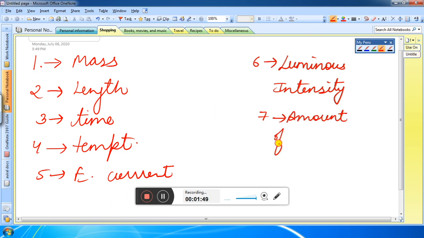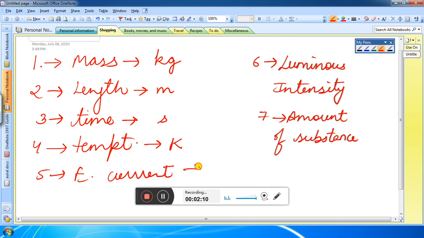You can write them in any order, it doesn't matter, but the quantities will remain the same. That means the 7 quantities will remain same. Mass unit was kg, length unit is meter, time unit is second, temperature unit was Kelvin, electric current unit is ampere, luminous intensity unit was candela, amount of substance unit was mole. I have written their symbols like you can see here.